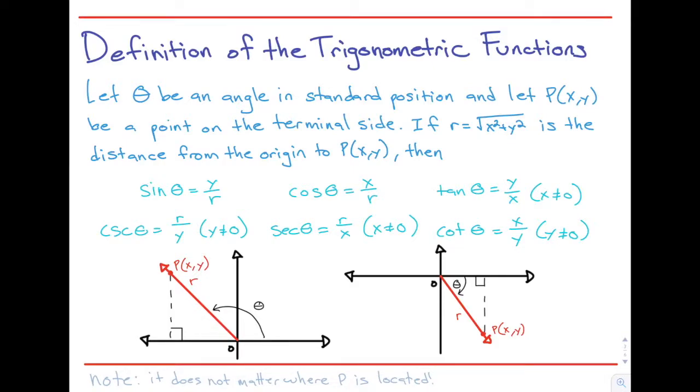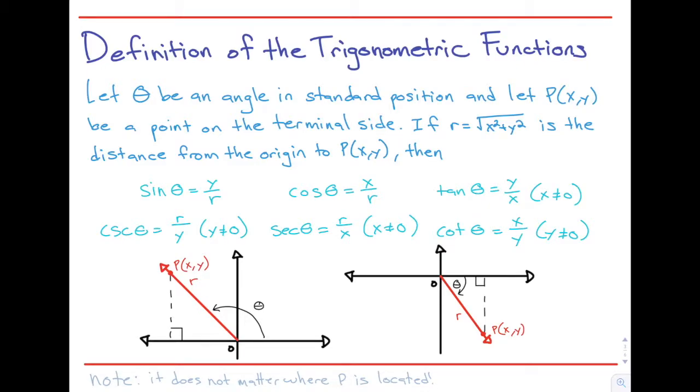The definition of the trigonometric functions. Let theta be an angle in standard position, and let P(x,y) be a point on the terminal side. If r equals the square root of x squared plus y squared is the distance from the origin to P(x,y), then sine theta equals y over r, cosine theta equals x over r, tangent theta equals y over x for x not equal to 0, cosecant theta equals r over y for y not equal to 0, secant theta equals r over x for x not equal to 0, cotangent theta equals x over y for y not equal to 0. I've drawn a couple figures down below so you can see a couple different versions of it.